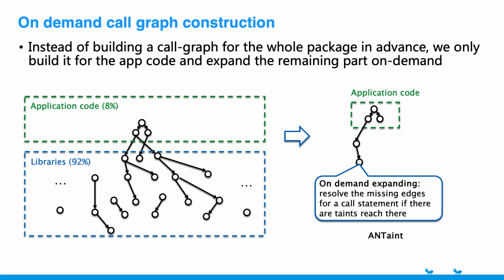For core graph construction, the application package is big. Building the core graph for the whole package costs a long time. We observe that the library code accounts for the majority of the application package, but only a small part of it propagates taints. Thus, we construct the library part lazily. Specifically, we eagerly build a call graph for the application code. Then, while analyzing, we resolve the missing edges for a call statement if there are taints reaching there, using an existing call graph building algorithm.